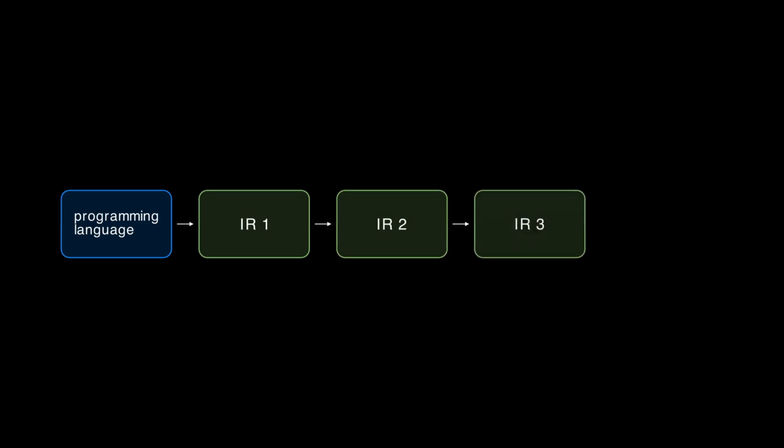Modern compilers use multi-level intermediate representations. This is because optimizations done on lower-level items, such as registers, are different from optimizations done on higher-level items, such as loops.